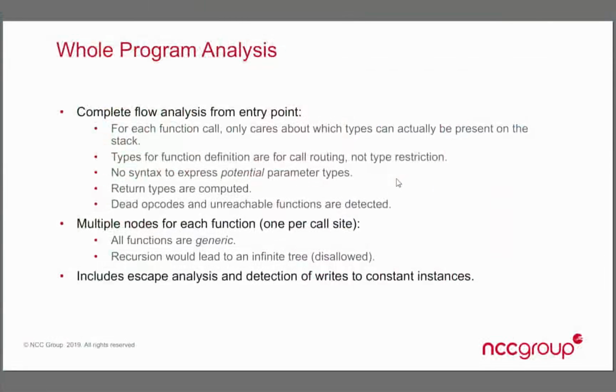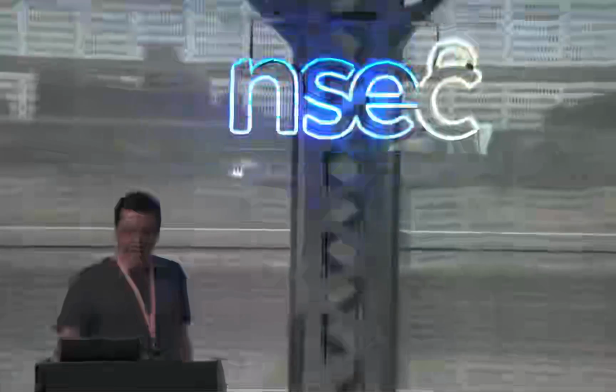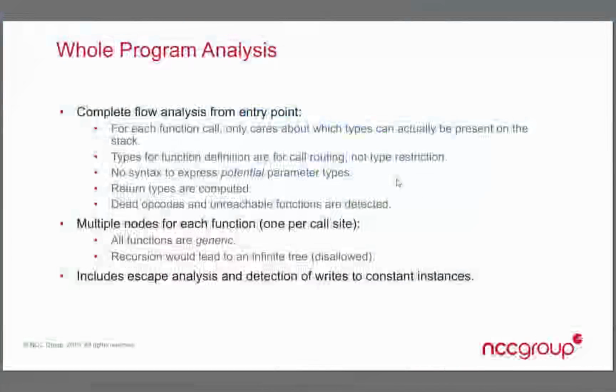So this implies one detail, but it means that the code has generics. In fact, every function is generic. So you can tell that to Go programmers, where they don't have generics. In T1, there are generics. I mean, you can't do anything without generics. It also means that we really can't tolerate recursion, because that would mean an infinite tree, and an infinite tree takes an infinite amount of time to compile, so no. And this also allows escape analysis and detection of writes to constant instances.